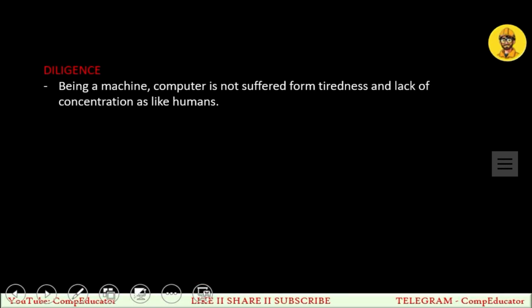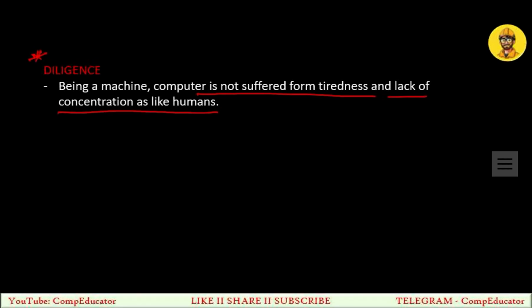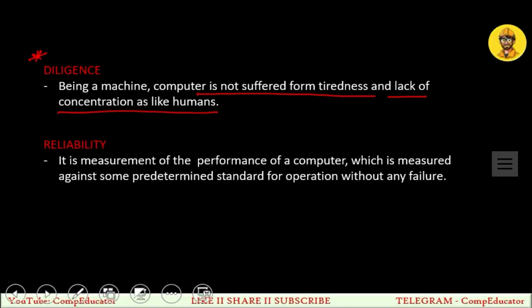Then next, diligence. Being a machine, a computer does not suffer from tiredness and lack of concentration like humans. This is an important characteristic of our computer. Next, reliability. It is the measurement of the performance of a computer, measured against some predetermined standard for operation without any failure. That's called reliability.